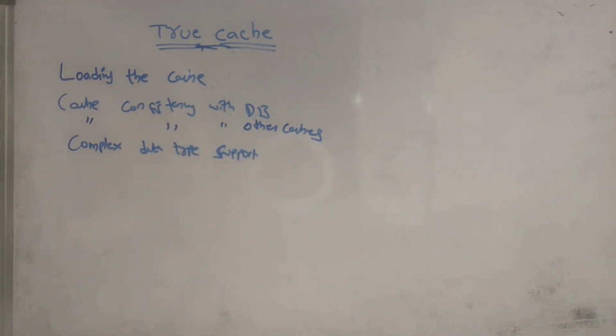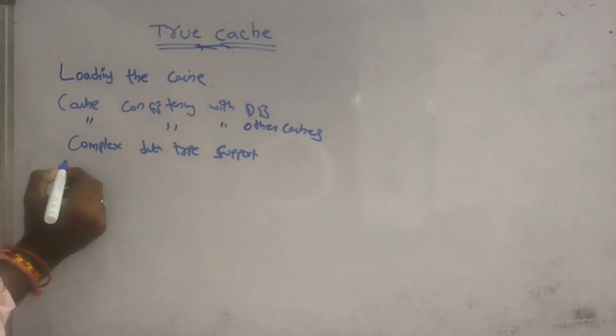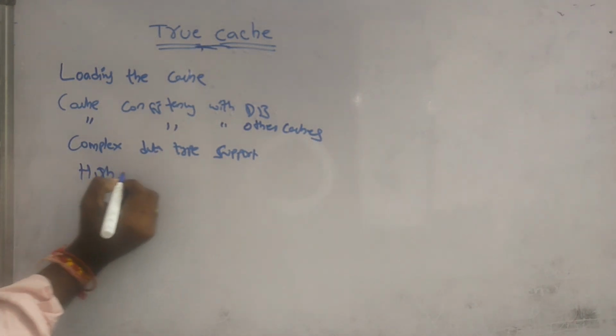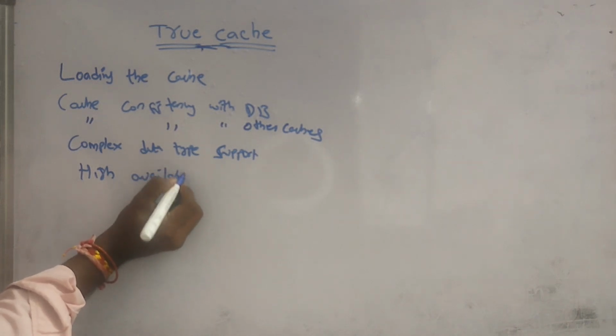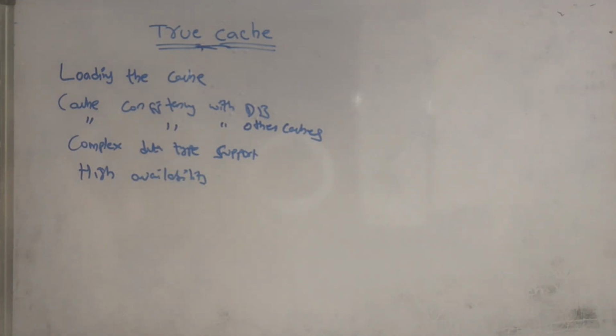So most of the caches like Redis or Memcached will not support all types of data formats. So it is again the developer's responsibility to write some custom code or do some customization or conversions to support the data type. And again, high availability. For high availability also, the developer has to write custom code to maintain the high availability of the cache.